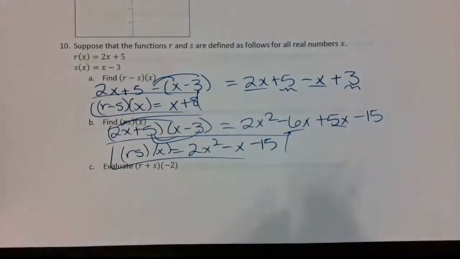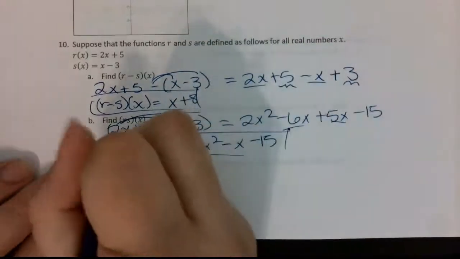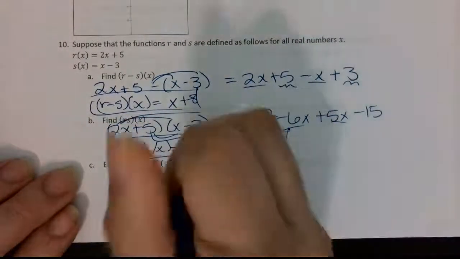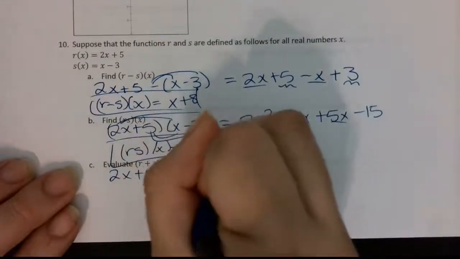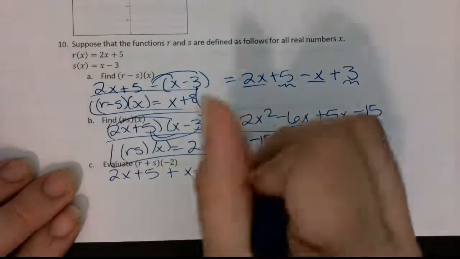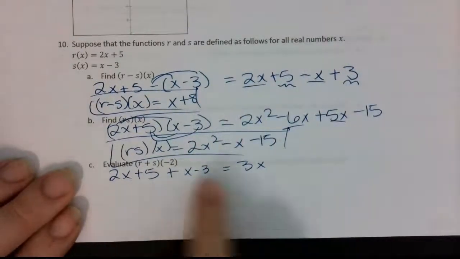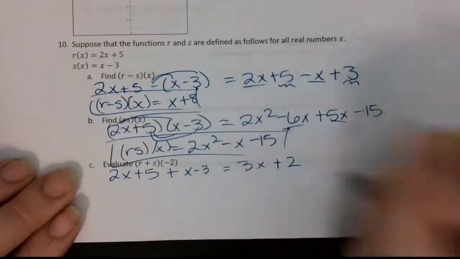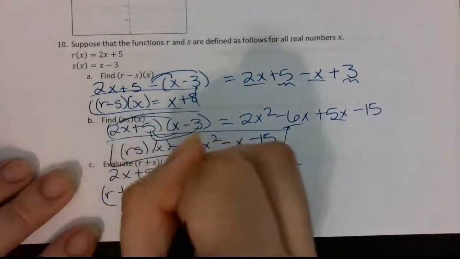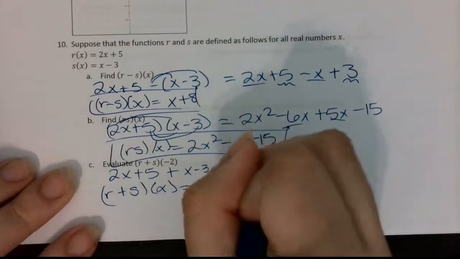Then for C, it wants me to evaluate the function, and I am doing addition here. So I want to find r plus s. On this one, I'm adding the two together. So I have 2x plus 5 plus x minus 3. I want to combine like terms. 2x plus x is 3x. 5 minus 3 is 2. So I have r plus s of x equals 3x plus 2.